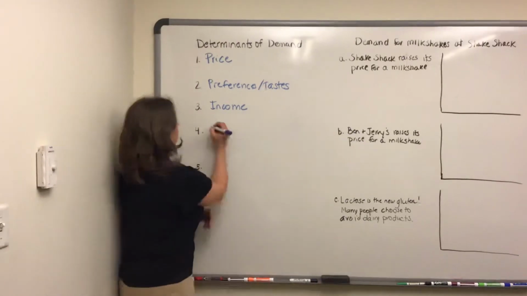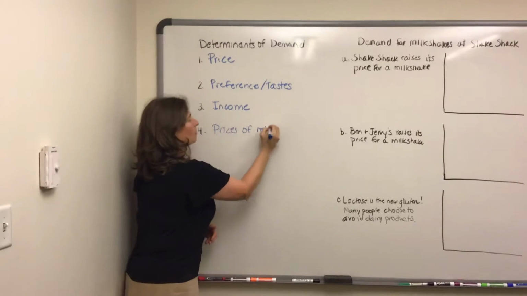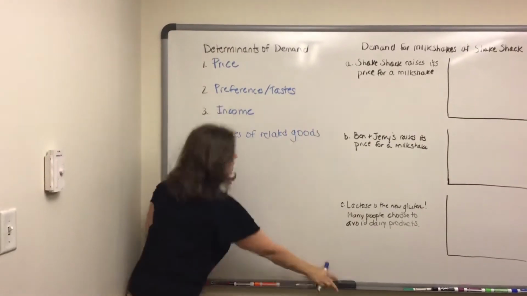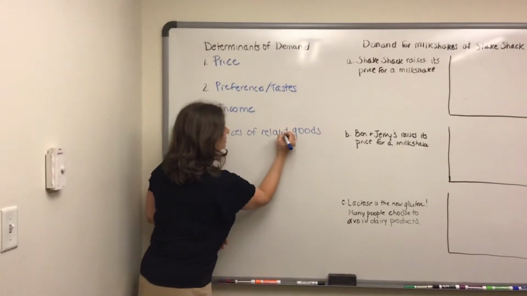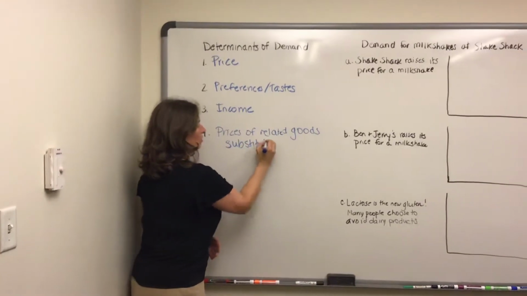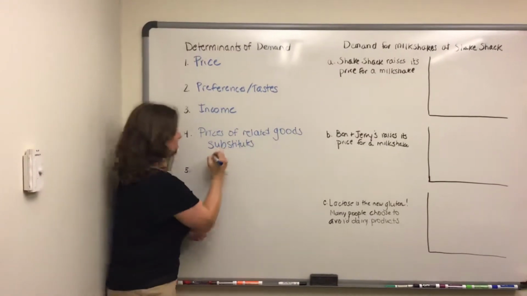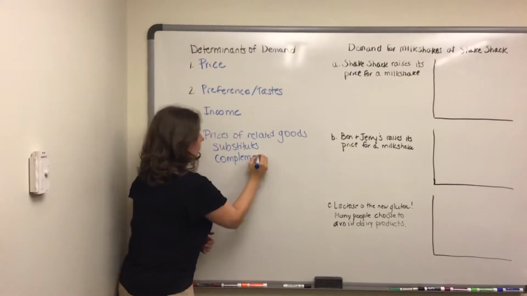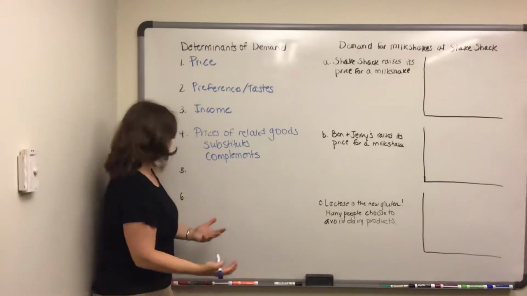A fourth category is prices of related goods. These are goods that we classify into two categories. Substitutes, which are goods that you can consume instead of each other, and complements. And these are goods that you would consume along with each other.